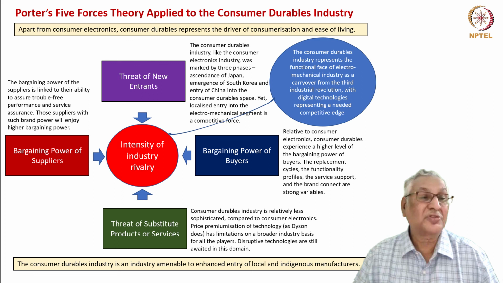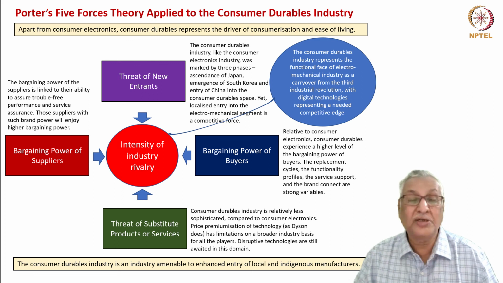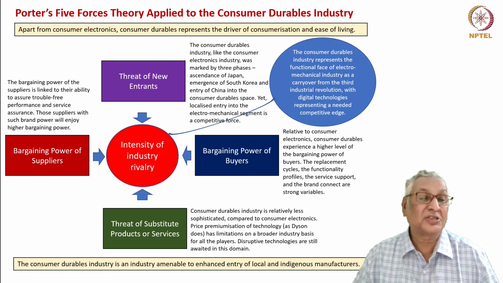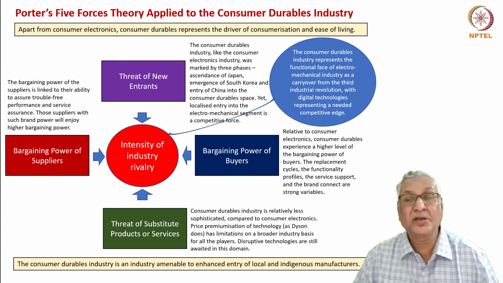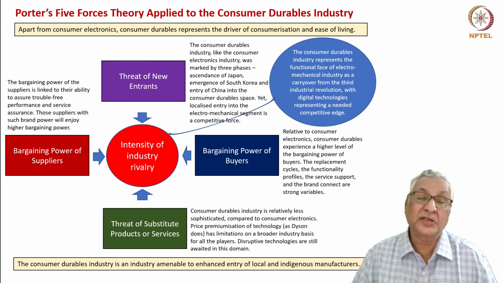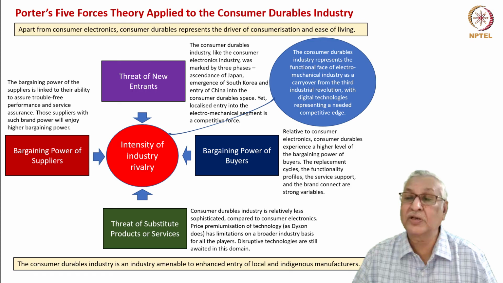The bargaining power of suppliers is linked to their ability to assure trouble-free performance and service assurance. Those suppliers with such brand power will enjoy higher bargaining power. The consumer durable industry will have high intensity of industry rivalry because it is the functional phase of the electromechanical industry. It is a carryover from the third industrial revolution.